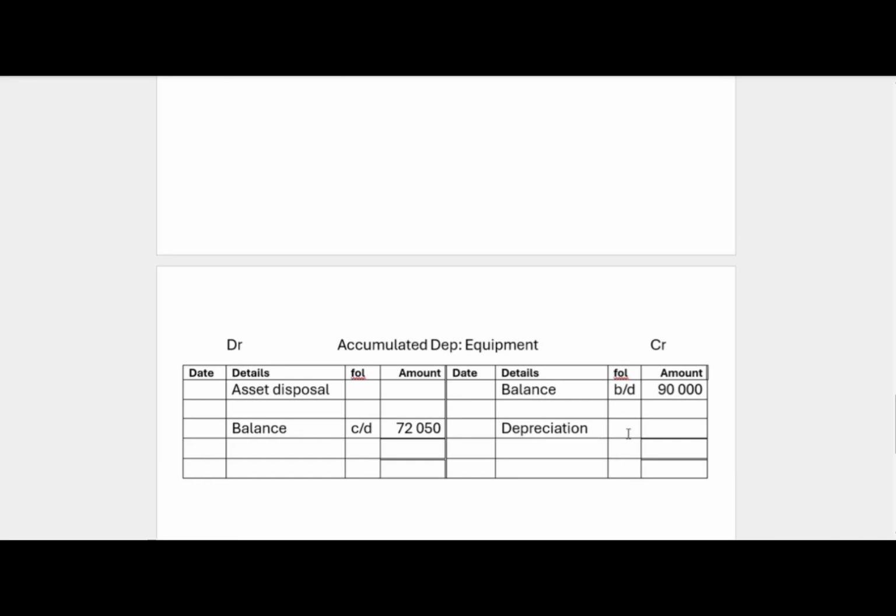All right, and then now depreciation for equipment is 9050. Now which side is bigger? The bigger side is the credit side. We added the two: 9,050 plus 90,000. You get 99,050, and then you minus 72,050. So let's do it quickly right there.